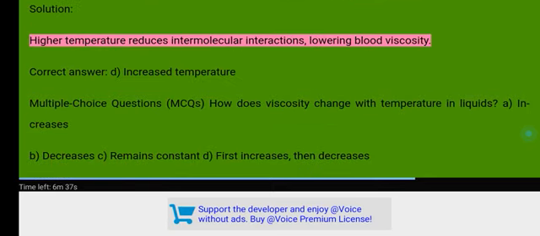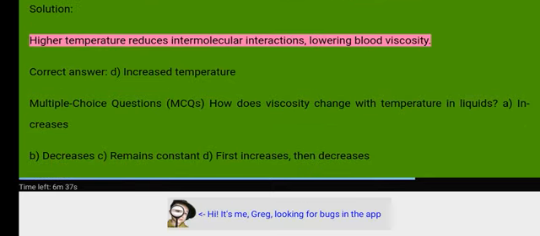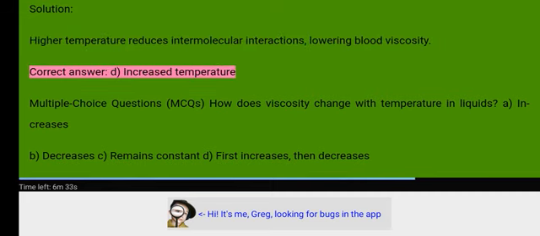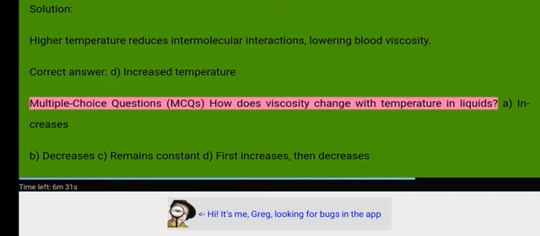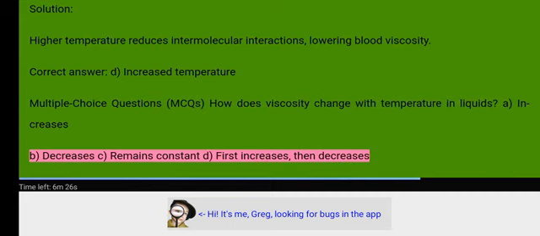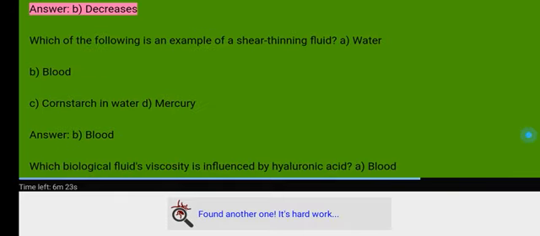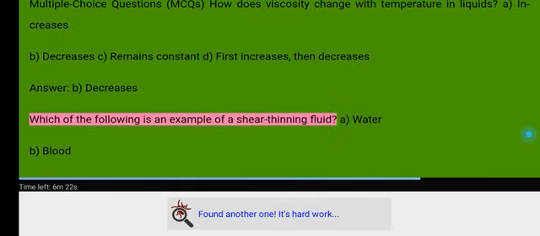Solution. Higher temperature reduces intermolecular interactions, lowering blood viscosity. Correct answer, D. Increased temperature. Multiple choice questions, MCQs. How does viscosity change with temperature in liquids? A. Increases. B. Decreases. C. Remains constant. D. First increases, then decreases. Answer, B. Decreases.